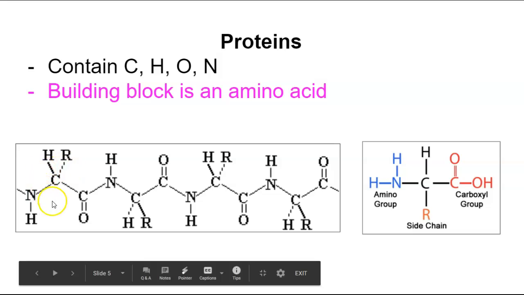So here's an example. This is not a complete protein. Usually proteins are very, very big, but this gives you an idea. It has a couple of these connected together, okay? So proteins are made out of amino acids.